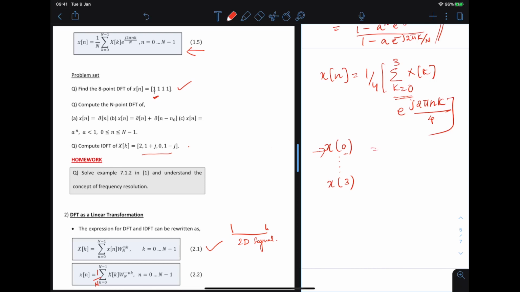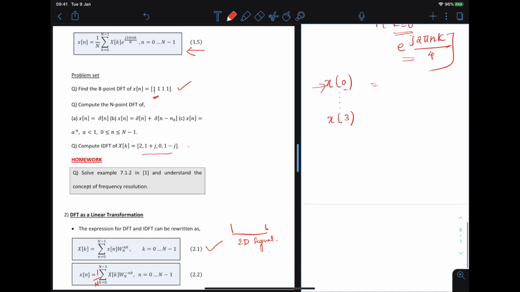Just substitute using exactly the same method. Whenever you find e raised to j, you have to represent e raised to j theta as cos theta plus j sin theta, or e raised to minus j theta as cos theta minus j sin theta. Expand and find the solution.